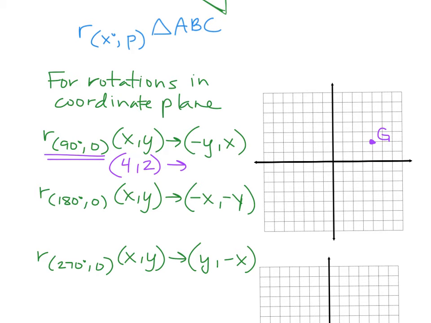Negative 2, 4. Okay, so negative 2, 4 would put us right here. And you can see that if you draw the lines in, we went 90 degrees counterclockwise.